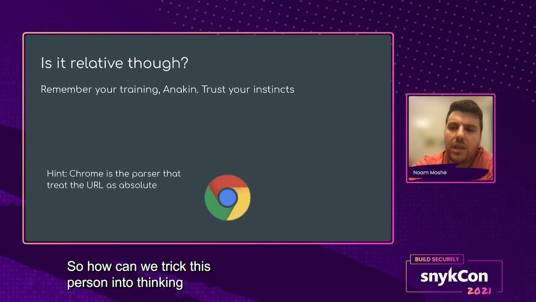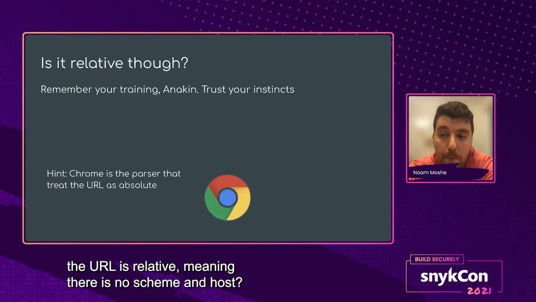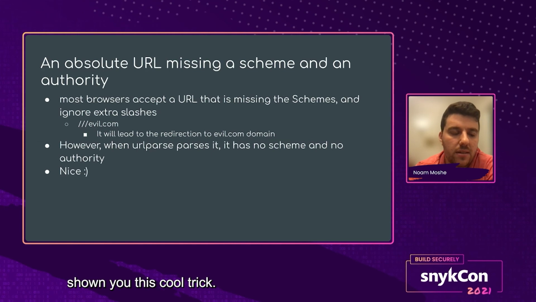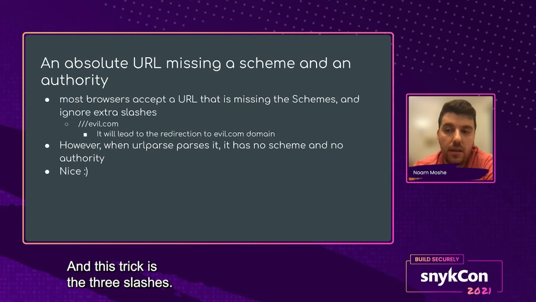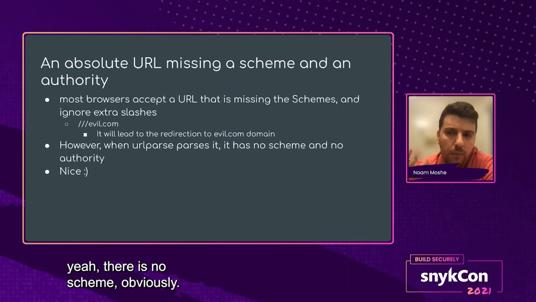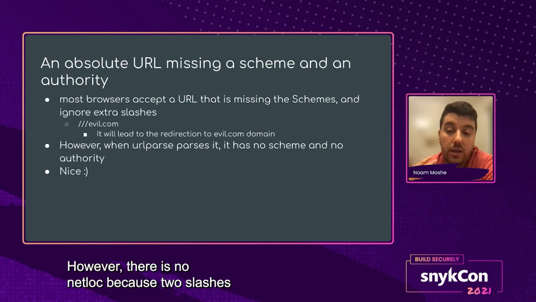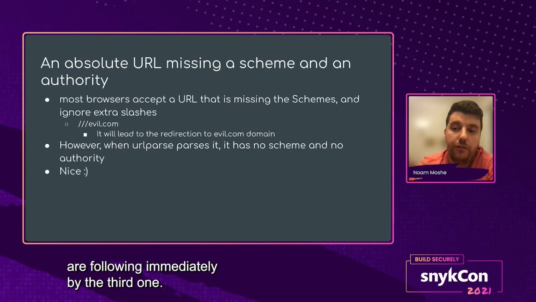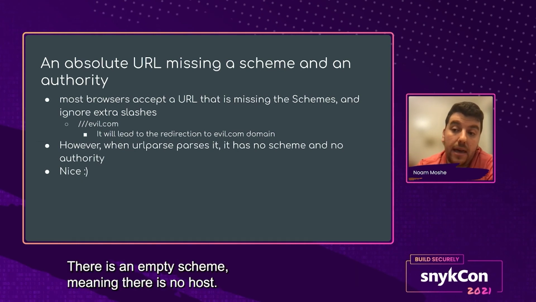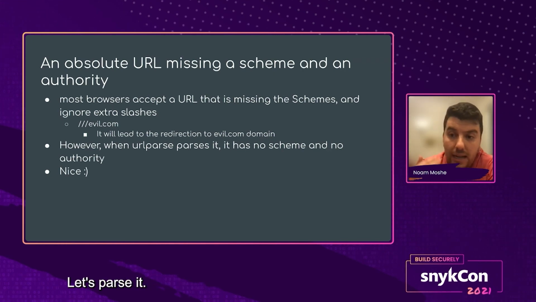So how can we trick this parser into thinking the URL is relative, meaning there is no scheme and host? Well, as it turns out, I've already shown you this cool trick. And this trick is the 3 slashes. Whenever the parser URL split parses ///, it thinks, yeah, there is no scheme, obviously. However, there is no netloc because 2 slashes are followed immediately by the third one. So there is an empty netloc, there is an empty scheme, meaning there is no host. It's the same domain, it's a relative URL, let's pass it.